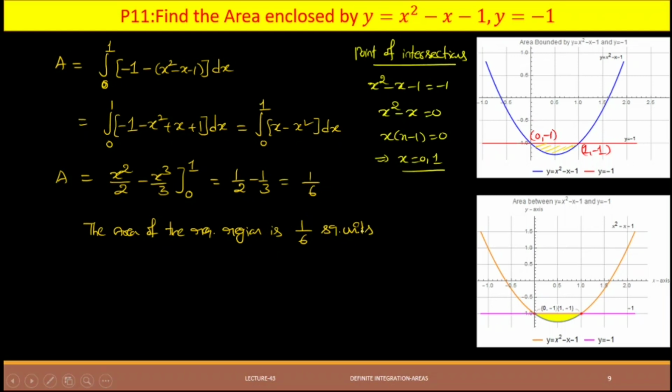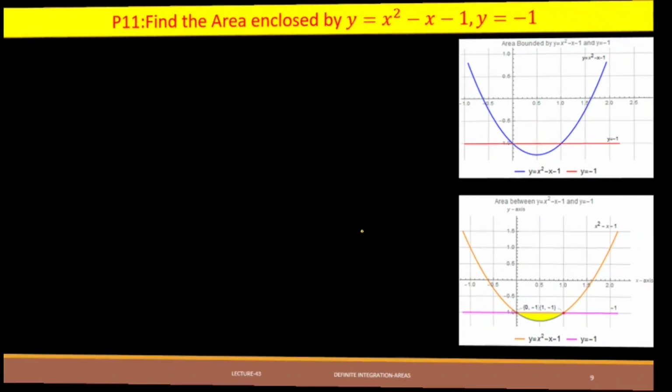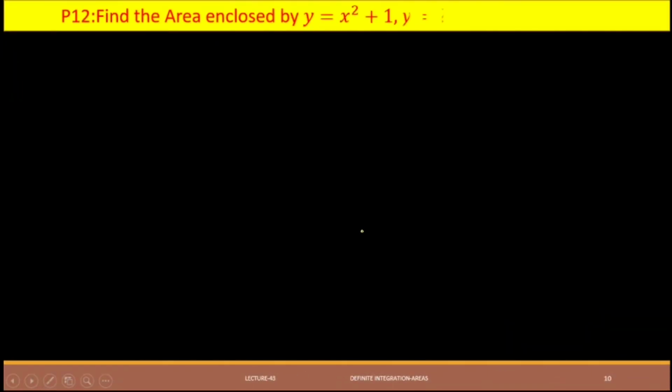Okay, hope you have understood this problem. Let us solve the next problem. Here is our next problem. Find the area enclosed by the curves y is equal to x square plus 1, y is equal to 2x minus 2, x is equal to minus 1 and x is equal to 2.